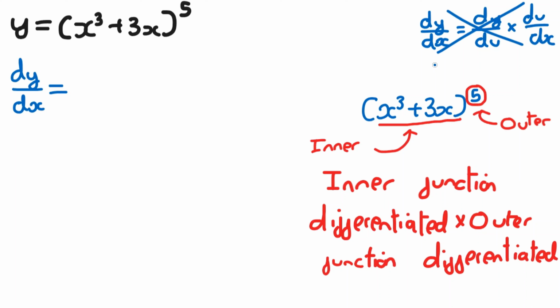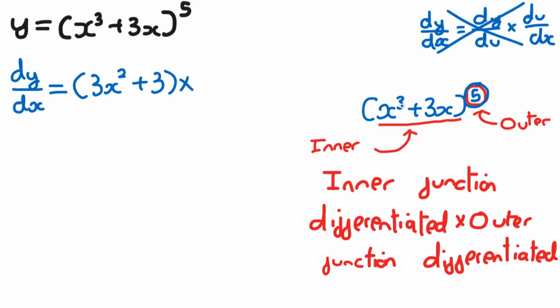So for this question, for example, dy over dx is going to be the inner function differentiated, and the inner function is the x to the power of 3 plus 3x. So therefore the inner function differentiated is going to be x to the power of 3 differentiated, which is 3x squared, plus 3x differentiated, which is 3, like this here. So this is the inner function differentiated, and then we multiply it by the outer function differentiated, and the outer function is this to the power of 5 here.